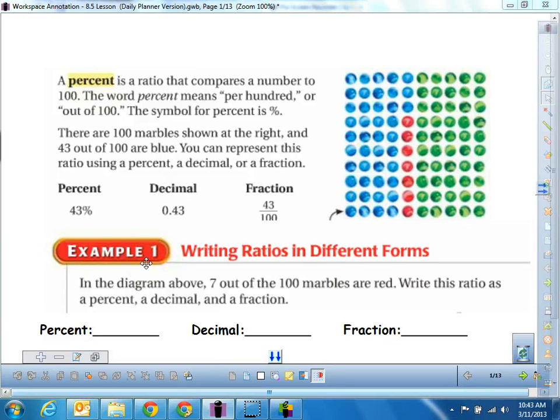Today we're talking about 8.5, which is percents and just what a percent is. I know we've talked about it a little bit. You guys just finished your investigations on what it is. So a lot of this will be review, but nonetheless, we need to go over it.